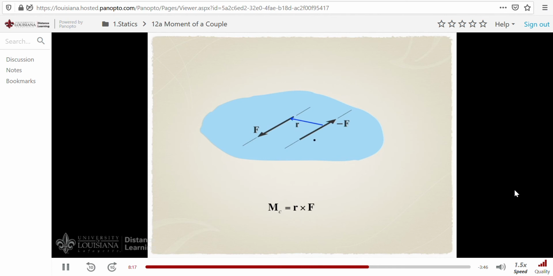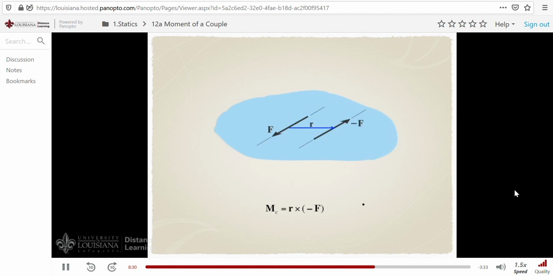This r will work, of course, but so would this one, or even this one. They all come from the line of action of this force and go to the line of action of the other force. If you want to, you can also go the other way and say it's r cross minus F. In this case, this r would work, and so would this one and this one. Again, you have to use minus F here because that's the force to which r is directed.